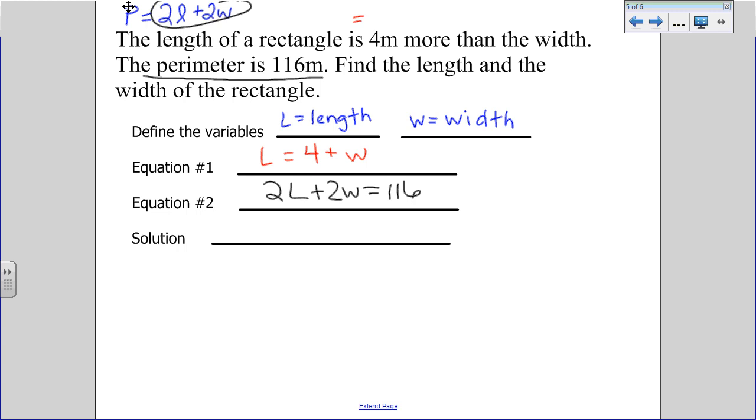So I'm going to take 4 plus W and plug it in for L. So I'm going to have 2 times, I've got the 4 plus W in there, plus 2W is equal to 116. I like it because I have nothing but W's. And once I have just one variable, I know I can solve this equation. Distribute.